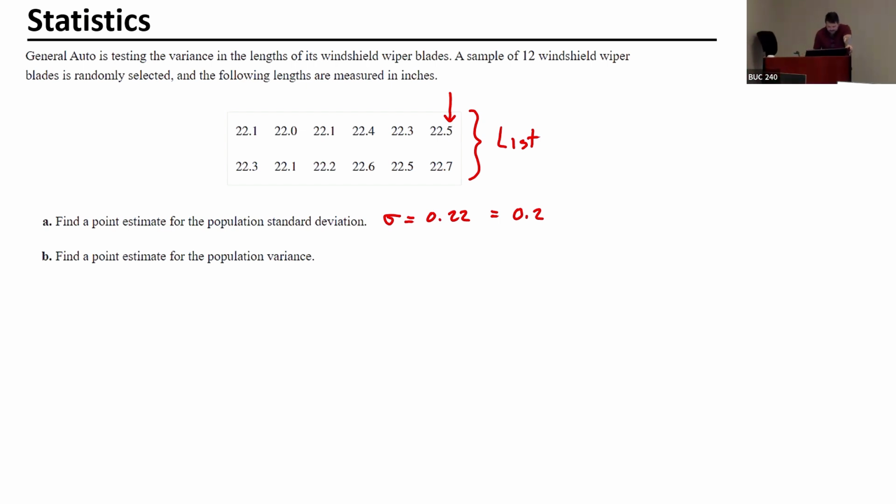So on this one, though, if you did that, the only problem is if you didn't go 2 decimal places, you could get 0.1. But I'm going to give this to you as just 2 decimal places. That would be taking this number and squaring it. Everybody's good with that, right? That's your new point estimate.